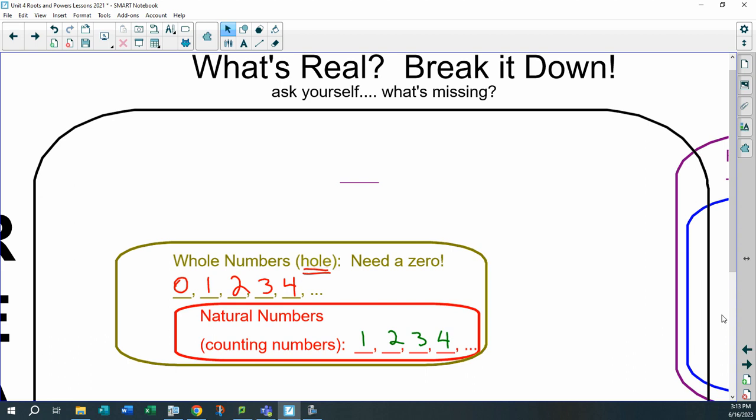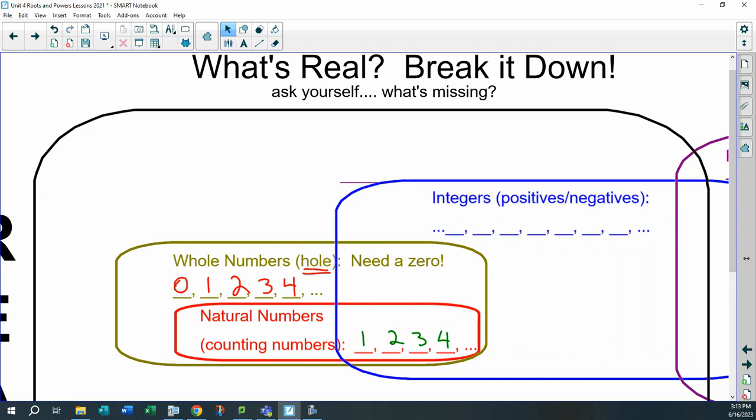Well, why did the zero come about? The zero came about because of money. You have no money, or you have no debt, or you have nothing left to sell. You needed a 0 in there. But what happens when you have a bunch of money and you overspend? Debt. You got it. So guess what happens next? A system called the integers.